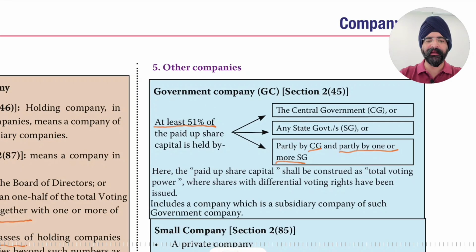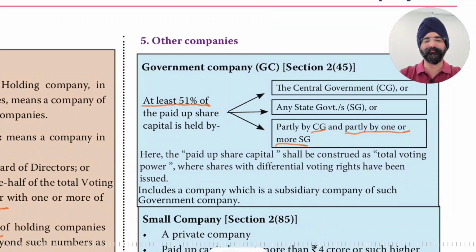Here, the paid up capital shall be construed as total voting power, where shares with differential voting rights have been issued. So if shares with differential voting rights are also issued, then for the purpose of paid up capital, we will construe it as total voting power. Further, this includes a company which is a subsidiary company of such government company. So a subsidiary company is also deemed to be a government company. All the subsidiary companies of a government company are government companies.